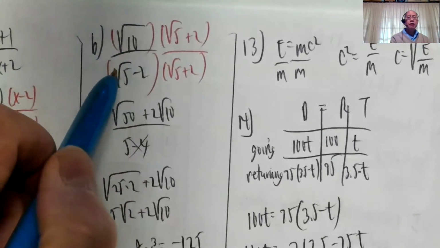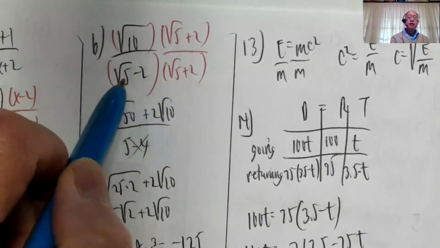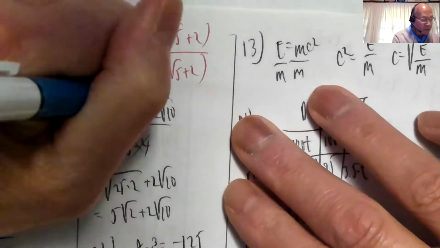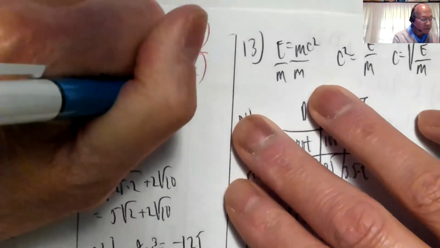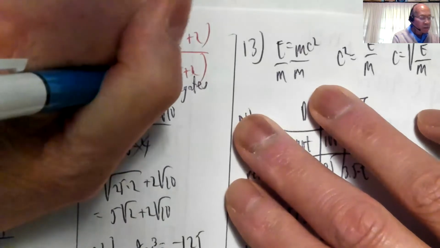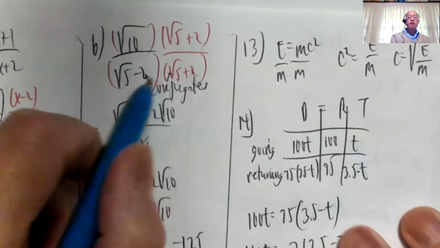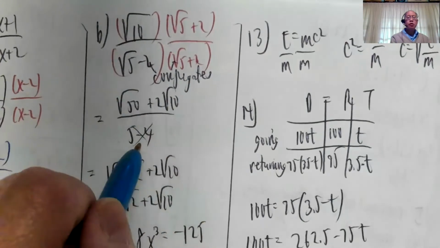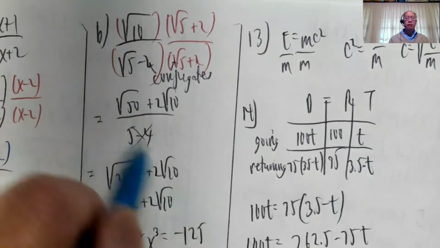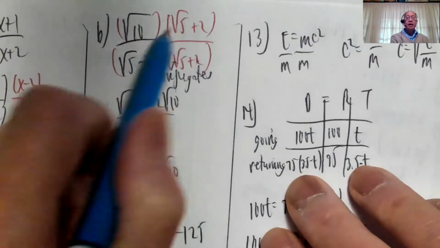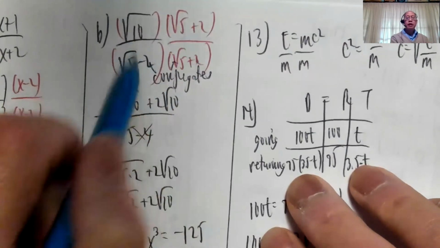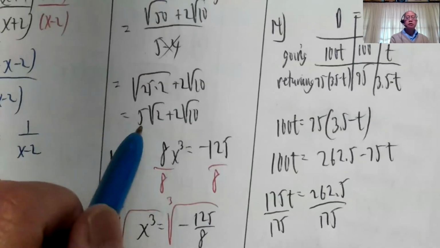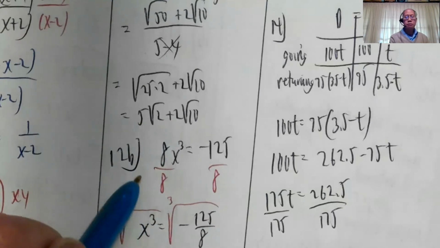B, rationalize the denominator by multiplying by the conjugate of the denominator. The conjugate of the denominator is radical 5 plus 2. These are sometimes called conjugates. That way it looks like a squared minus b squared. Well, root 5 squared is 5, minus 2 times 2 is 4. I'm dividing by 1. So if I'm dividing by 1, you don't even have to put it. That times that is radical 50 plus 2 radical 10. And radical 50 is 25 times 2. Take out the 5. So 5 radical 2 plus 2 radical 10.